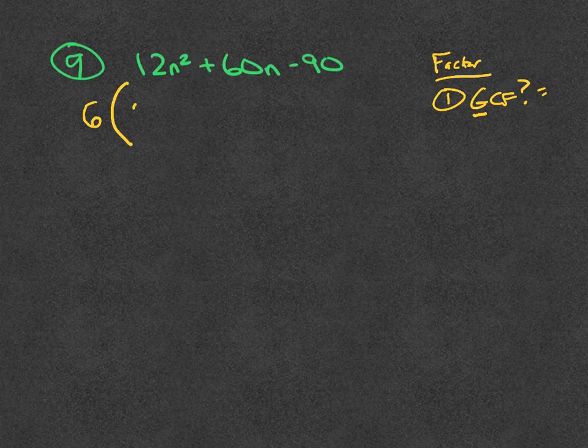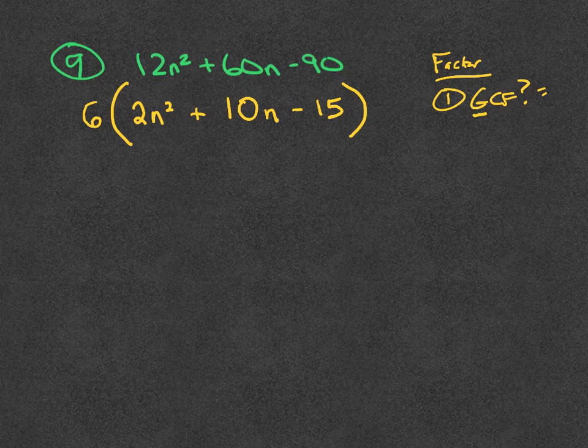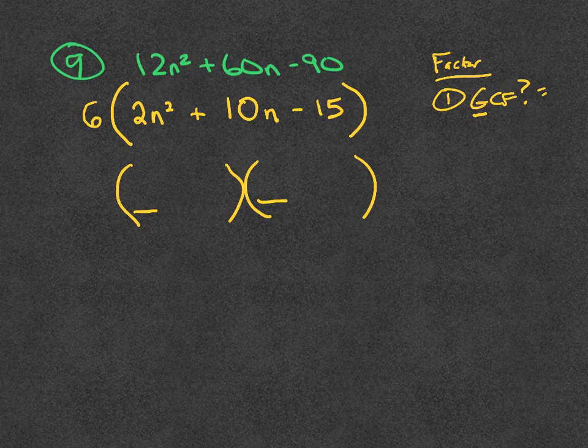So 12 divided by 6 leaves 2, and then both those n's. 60 divided by 6 is 10, and we didn't take out any n's. And then 90 divided by 6 is 15. So the first step is done. Next, you want to factor this trinomial. First thing in both those parentheses has to be 2n squared. So n and n we'll need for sure. And the nice thing about 2 is it has to be 2 and 1. There's no other pairs that can multiply to be 2.